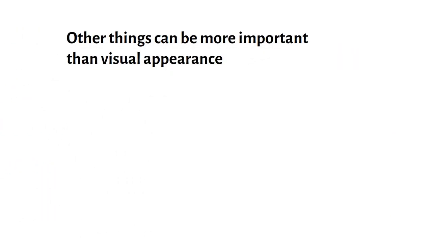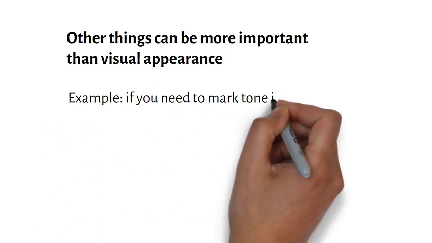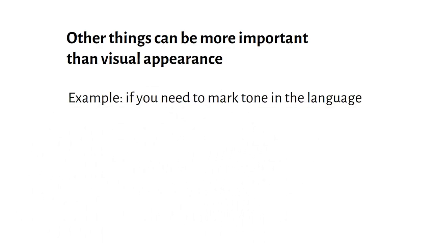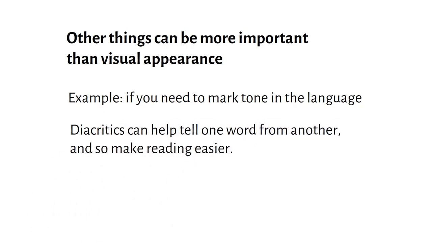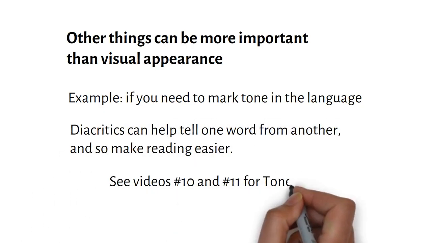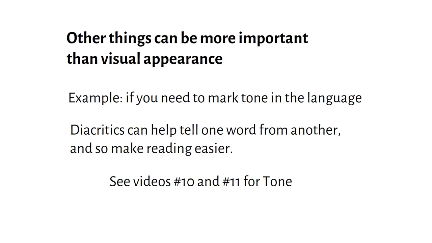You're talking about visual processing. That is important, but sometimes other things can be more important. True. For example, if you have a tone language, and tone makes a difference in the meaning of lots of words, or in the grammar, diacritics can help tell one word from another. See videos number 10 and number 11 on tone.